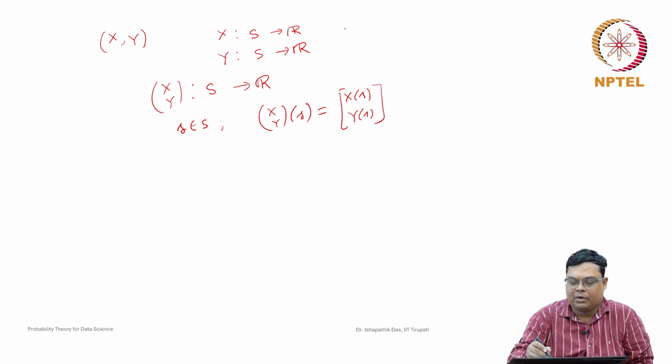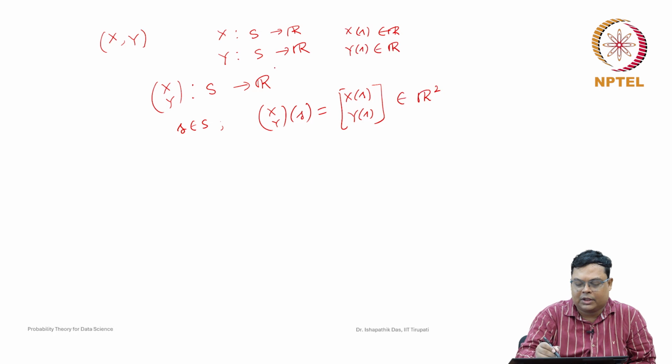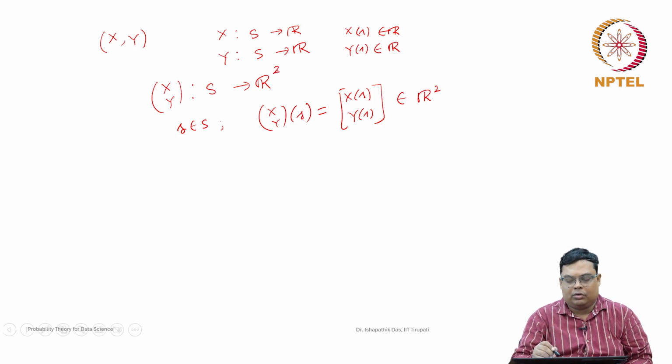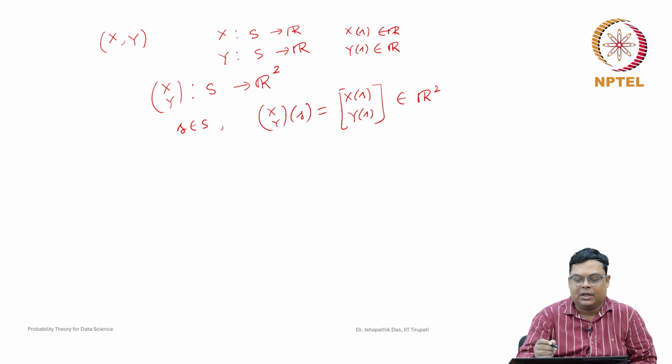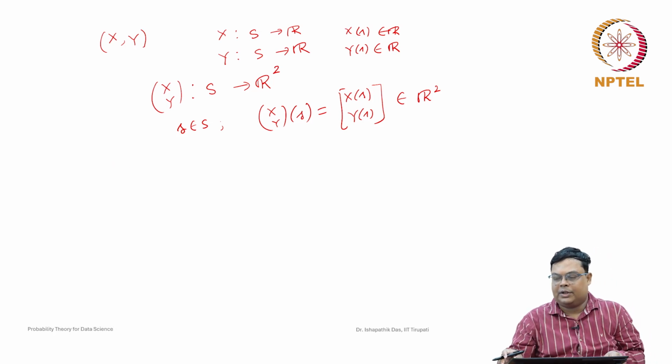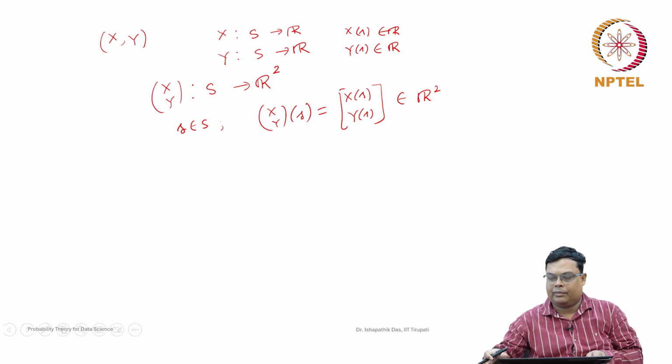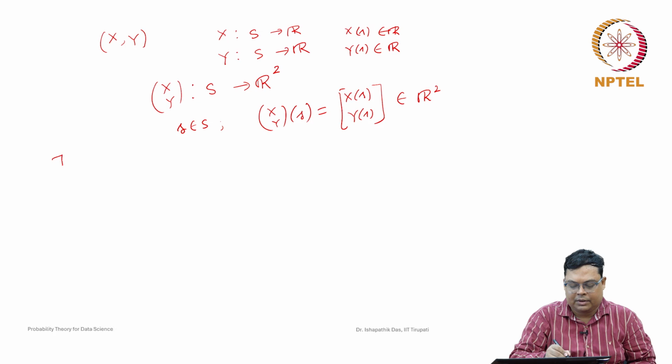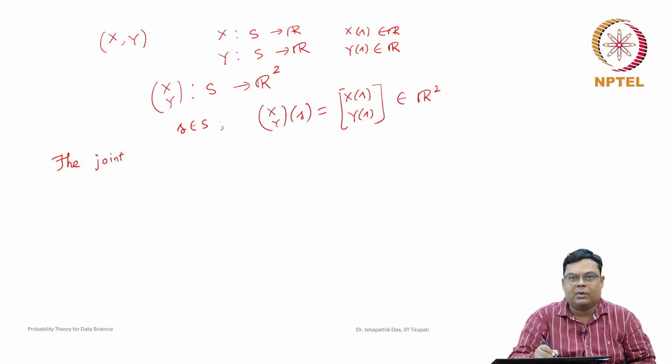Both are real numbers because these are measurable functions: X(s) belongs to the real numbers, and Y(s) also belongs to the real numbers. So this is nothing but a point in R². So (X, Y) is a measurable function from S to R². This is a bivariate random variable we already discussed, and then we defined the joint probability distribution function, the joint cumulative distribution function, the joint C.D.F. of the random variable (X, Y).